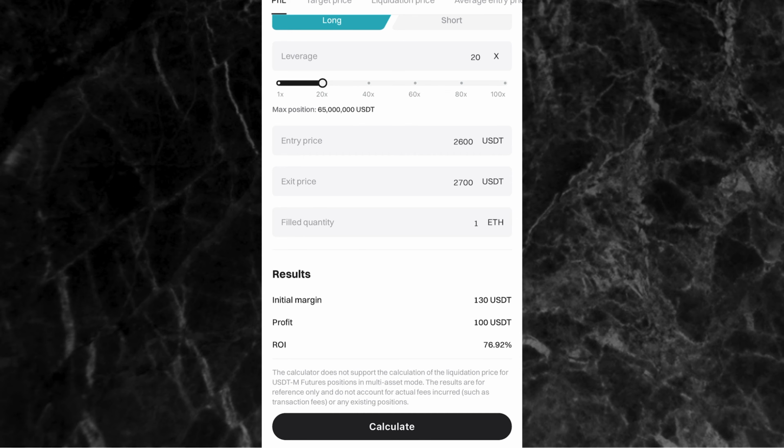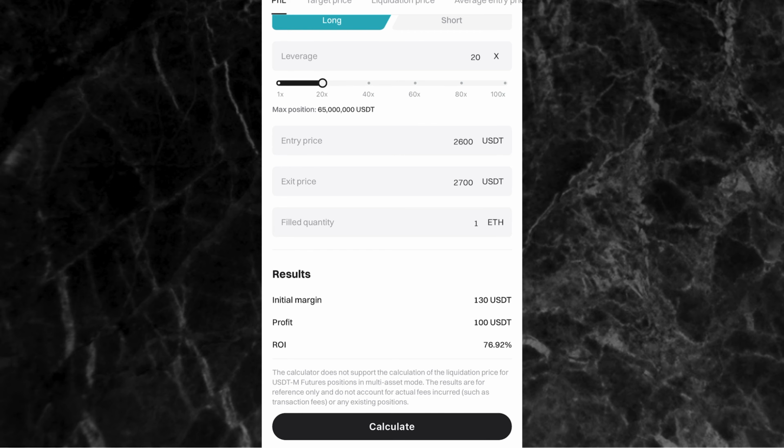Your margin is the amount you are dropping from your wallet. And then where you have profit, that's the amount you make as your profit. So I'll be making $100 profit from this trade. And the ROI is 76% profit. So what it is telling you is that if you enter the trade at 2,600 and take your profit at 2,700, you will make $100 profit, which is 76% profit. And that is if you use 20x leverage.